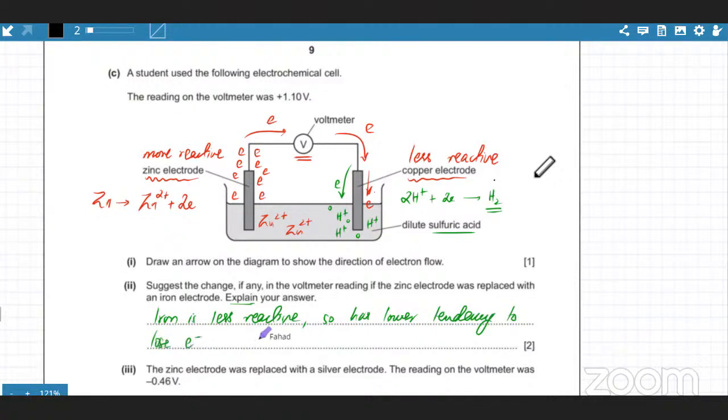So it's not going to be losing electrons very easily, which means the voltage would be lesser because fewer electrons would be flowing. If instead of zinc you have iron over here, iron doesn't really like to lose electrons. It's less reactive compared to zinc. So not a lot of electrons would accumulate over here, and not a lot of electrons are going to flow to the other side. So the current would be lesser. So lower voltage on the voltmeter.